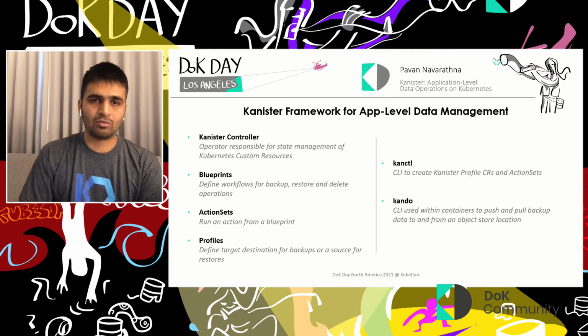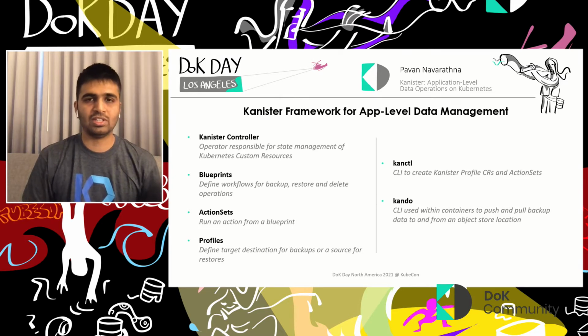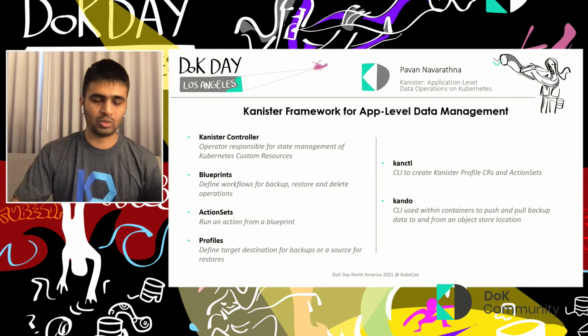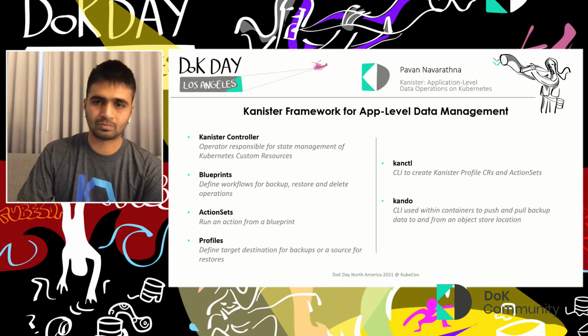There are also a couple of tools that Kanister provides, that is CanCuttle and CanDo. CanCuttle can be used to create action sets and profiles. And CanDo is a tool that is used in the container to move data to and from the object store.